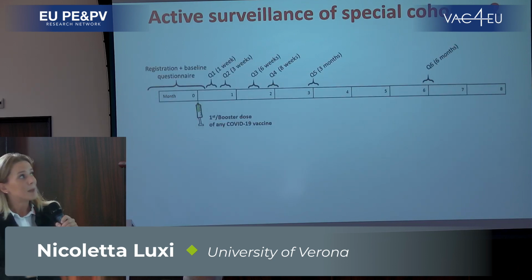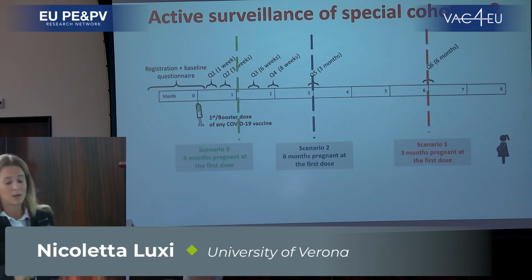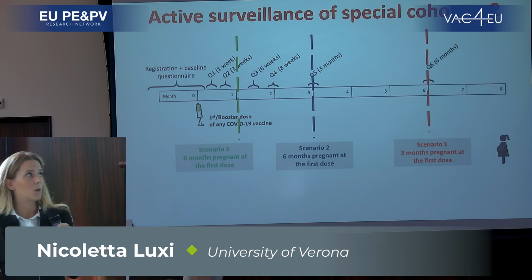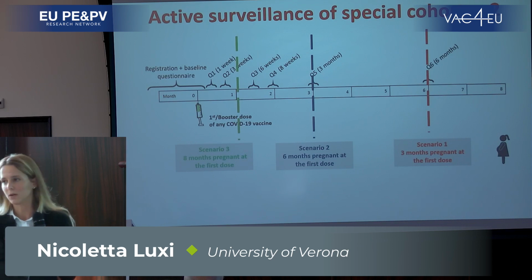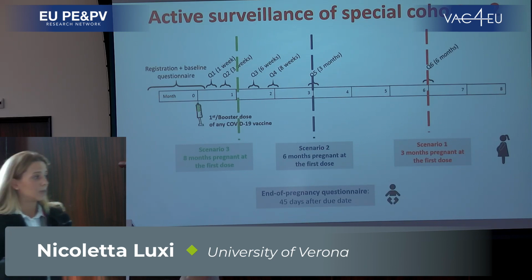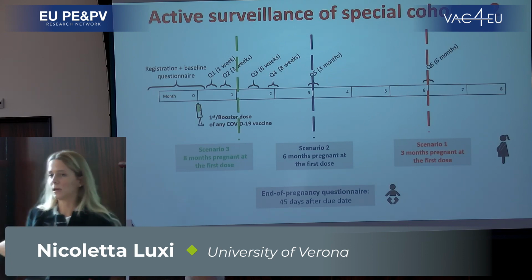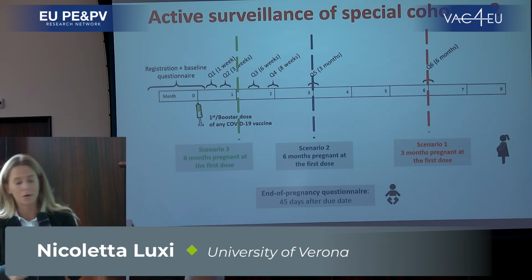So this is the timeline in general. This is the timeline at which questionnaires were sent to the vaccinees, but for some cohorts we need to adapt the sequence, but also the number of questionnaires to be sent. For instance, this is an example for pregnant women, and the mailing of the questionnaire was planned based on the gestation period at the time of the recruitment, and on top of this, an end of pregnancy questionnaire was also sent 45 days after the due date to evaluate the safety outcomes in the newborn.